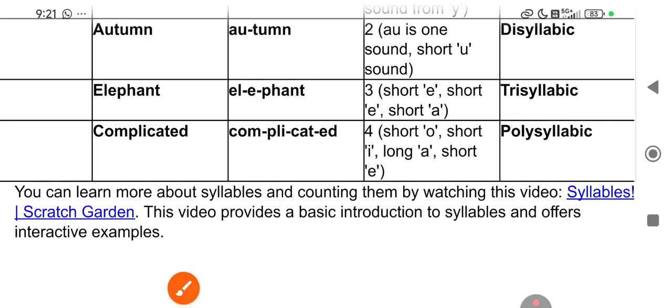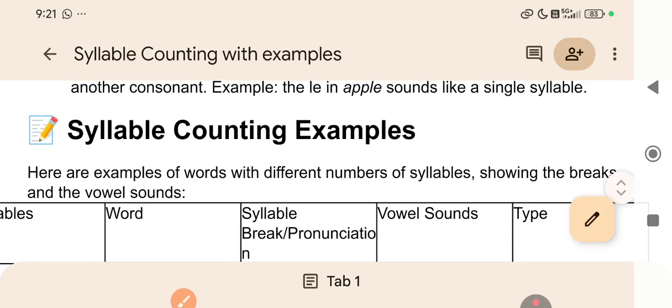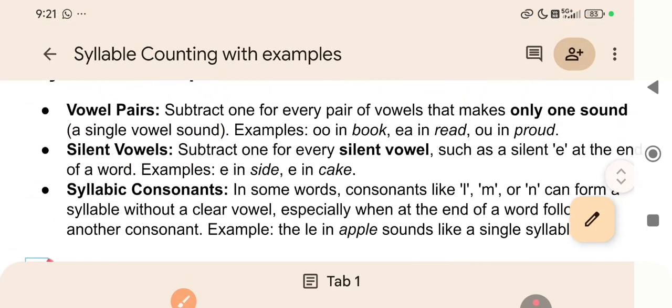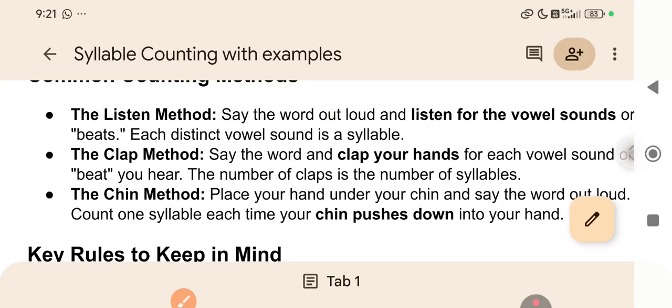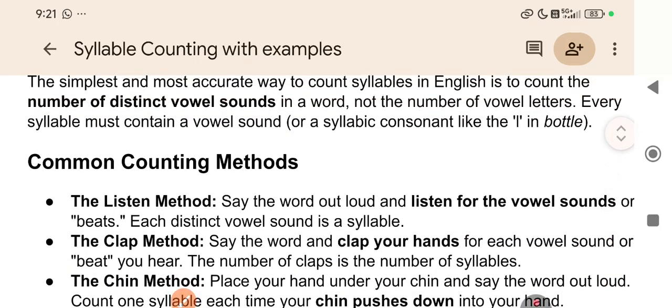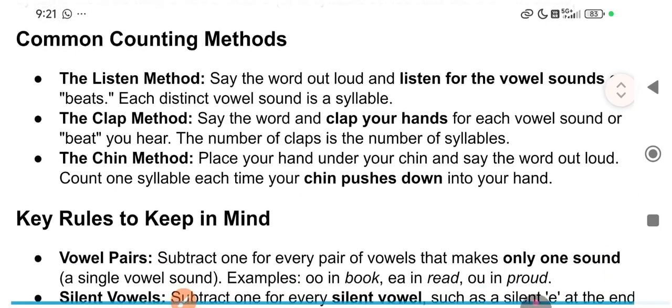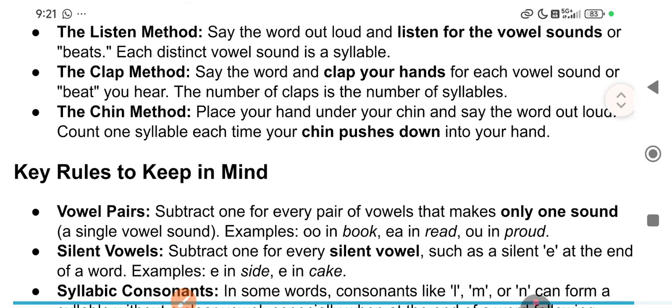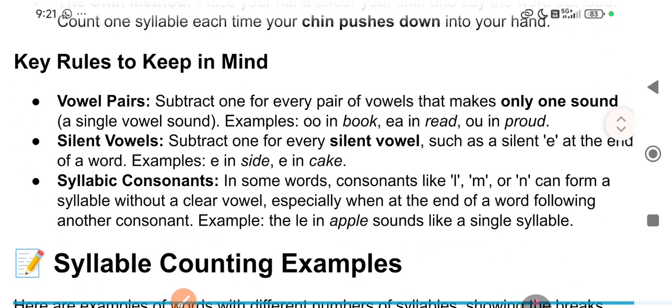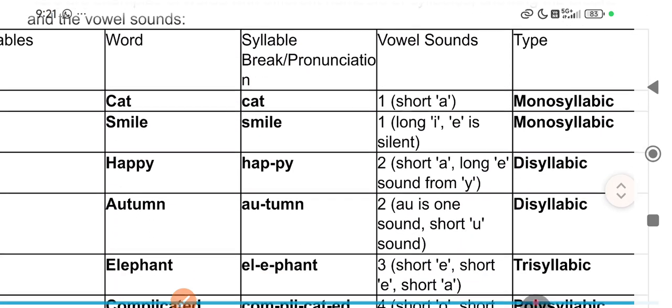So these are the methods, and this is an example of syllable counting. However, here they have not given a detailed method, but I think you must have got an idea about the common methods: the listening method, clap method, or chin method, and then these examples. But rules you should keep in mind. Vowel pairs means if two or three vowels are there, you have to subtract and count one vowel sound only. Then silent E, then syllabic consonant, right?